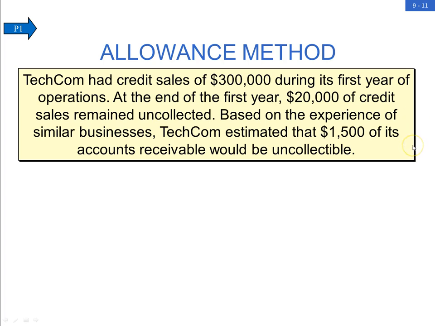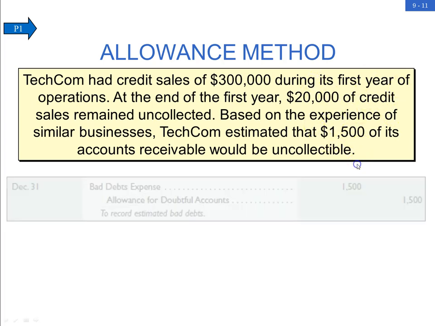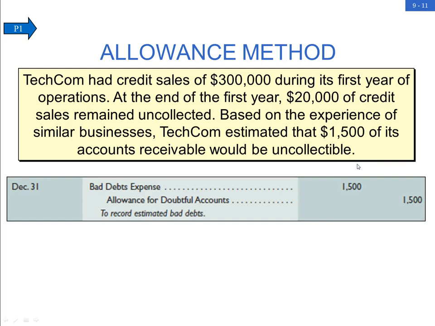So, how would we do that under the allowance method? If we don't know who, we obviously can't write off individual accounts receivable. And frankly, if we knew that they weren't going to pay us, we wouldn't have extended credit to them anyway. But the way we do it is we record the bad debt expense of $1,500, and the way we credit that is to a new account called Allowance for Doubtful Accounts. We're going to spend some time with that account because it's a new one for us.